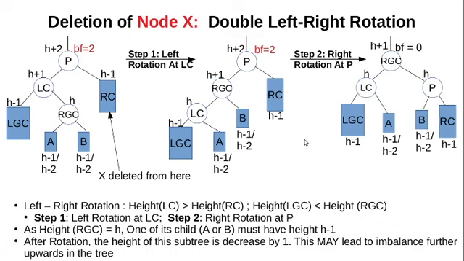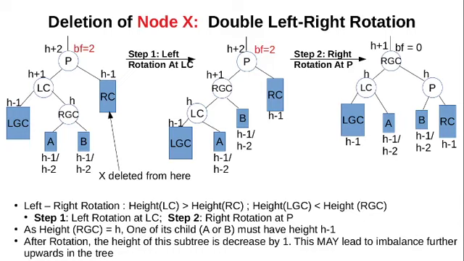The step 2 of double rotation is right rotation at P. When we do the right rotation at P, the RGC moves upwards and P falls on its right. Note that this rearrangement does not violate the binary search tree property, as the value of P is greater than the value of RGC. Now we need to adjust B, the right subtree of RGC.